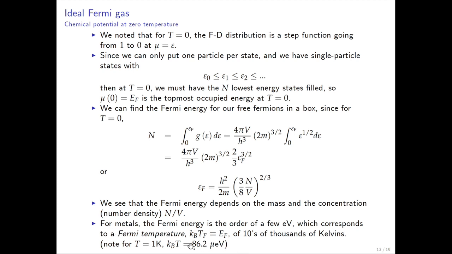This is a very useful relation. This is a very useful way to remember Boltzmann's constant, essentially, in these units. So if you plug that in, you'll see that a few electron volts is tens of thousands of kelvins.